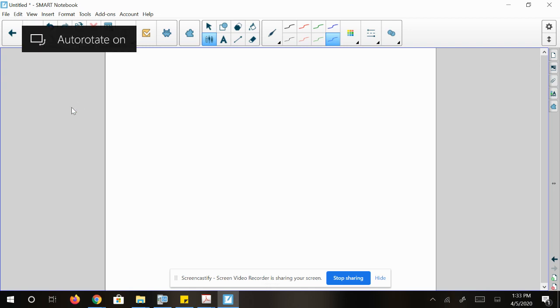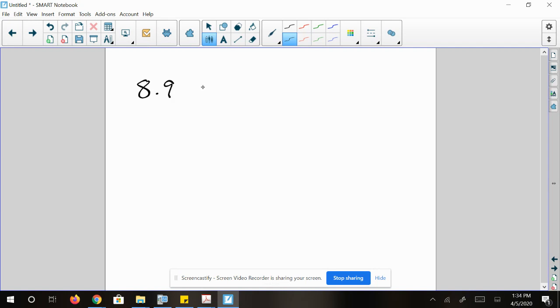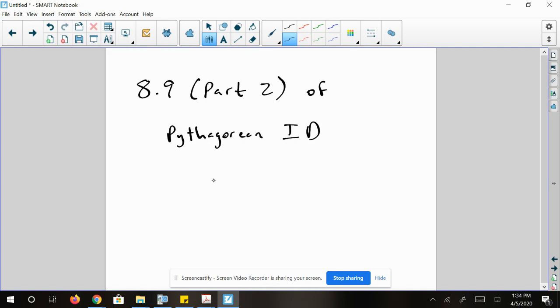All right, guys, so we are going to go ahead and finish up 8.9. I only have like two problems that I want to show you here. These are just some more difficult Pythagorean identity proofs. So we'll go ahead and call this 8.9 part 2 of Pythagorean identity proofs. Okay, so just a couple.